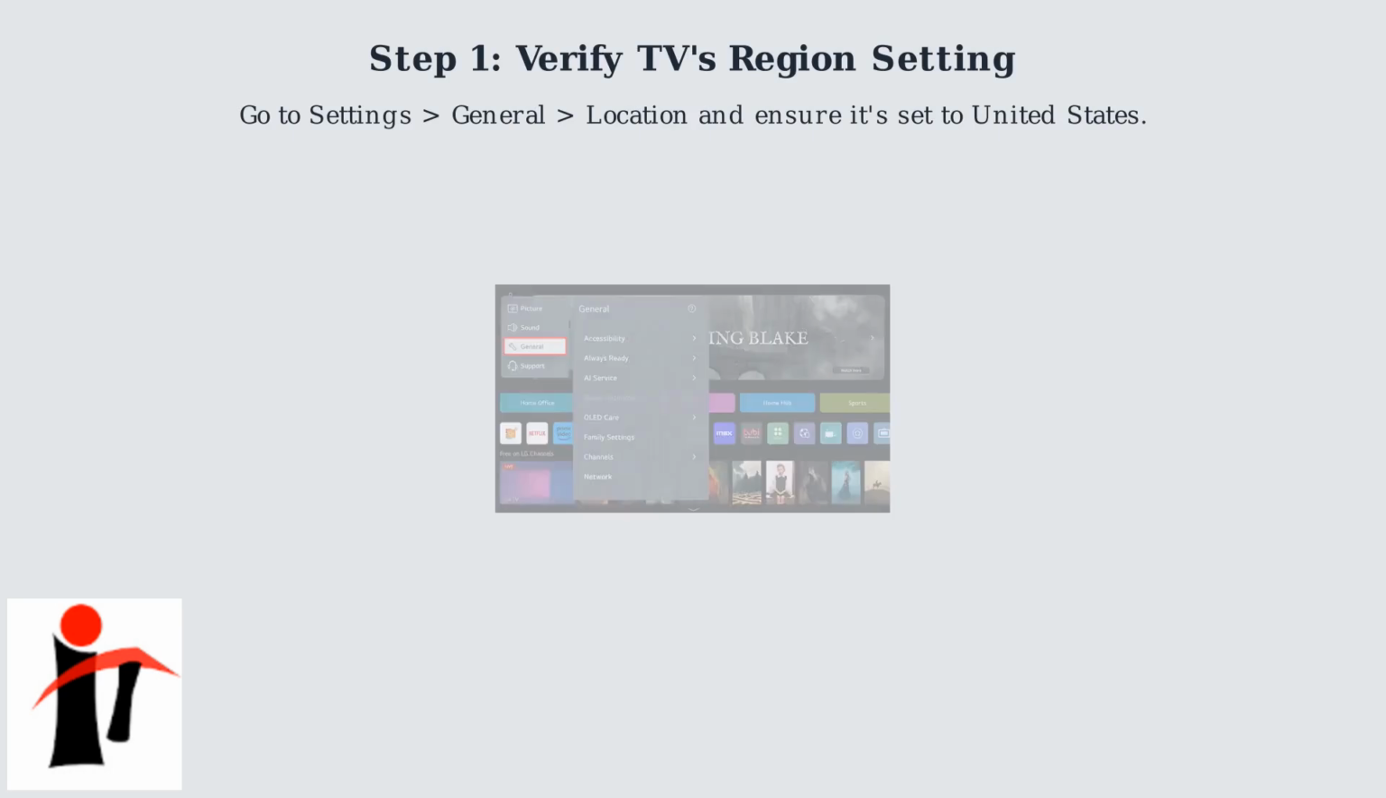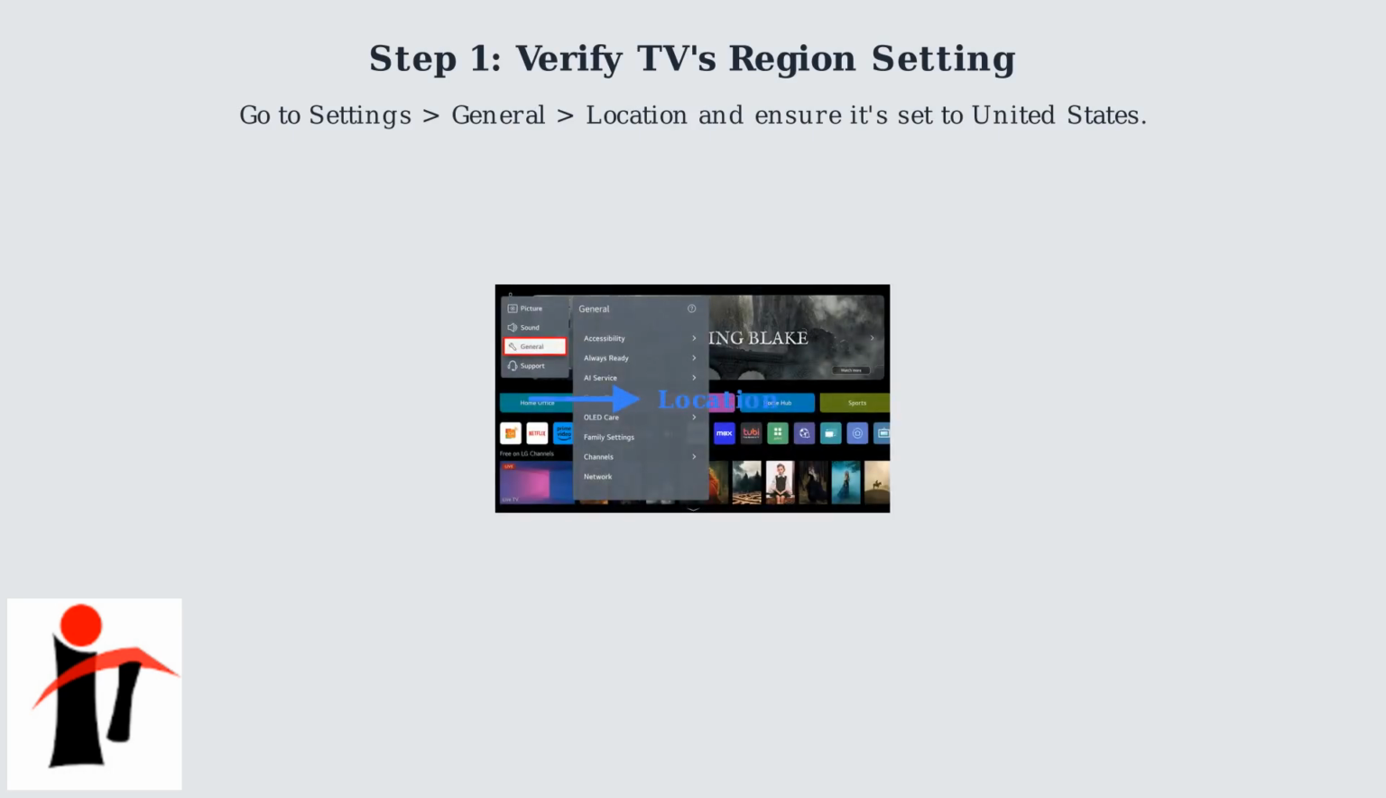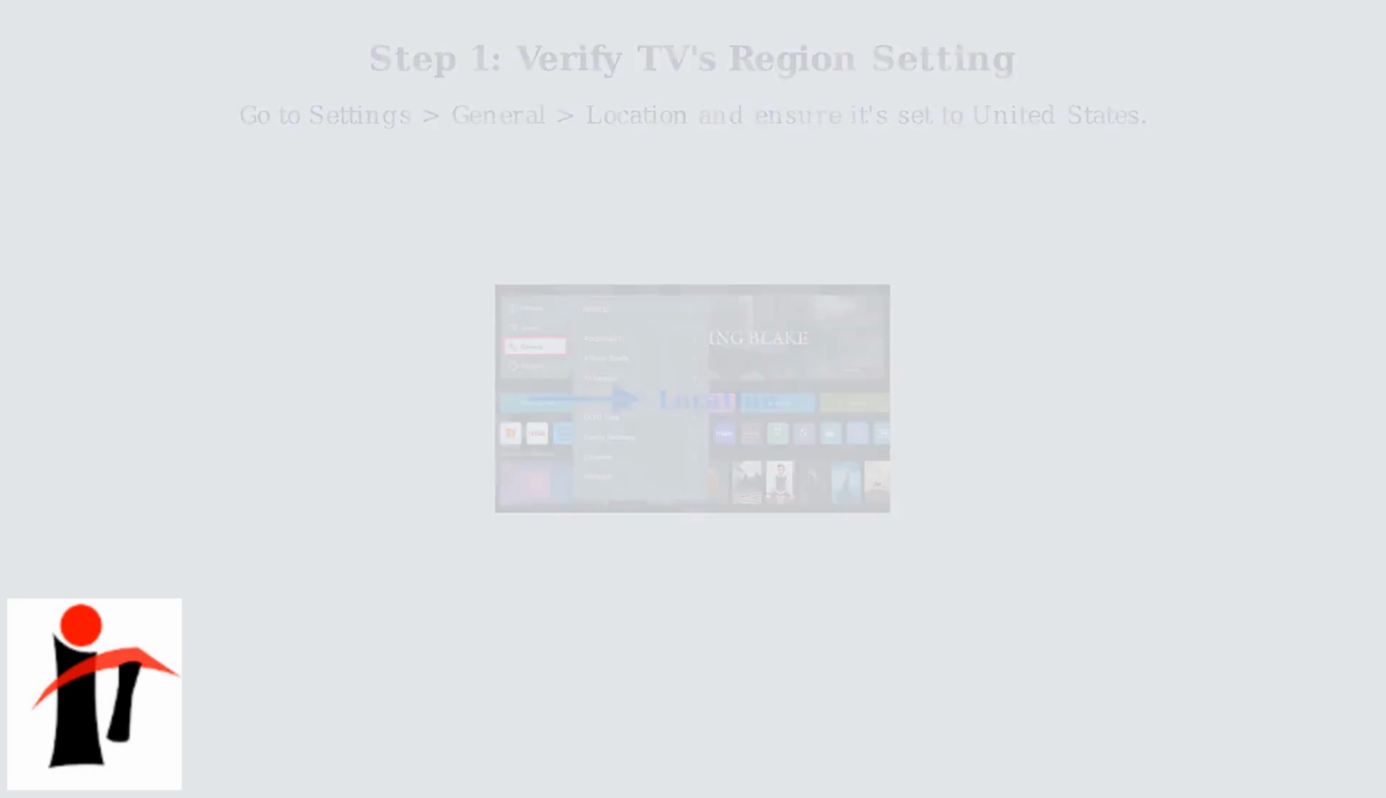First, verify your TV's region setting. Go to Settings, then General, and check the location option to ensure it's set to the United States. If it's not, you may need to perform a factory reset, but be cautious as this will erase your settings.